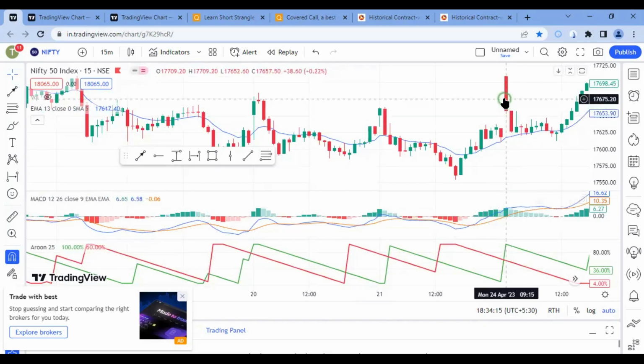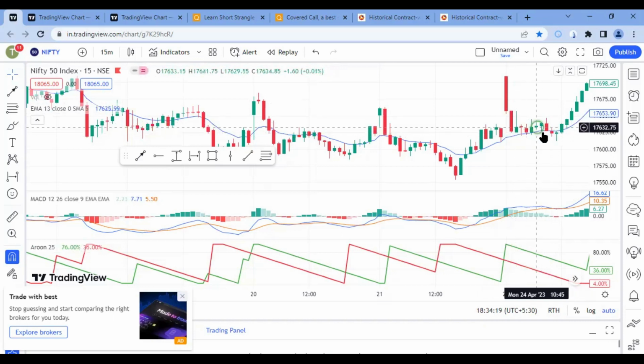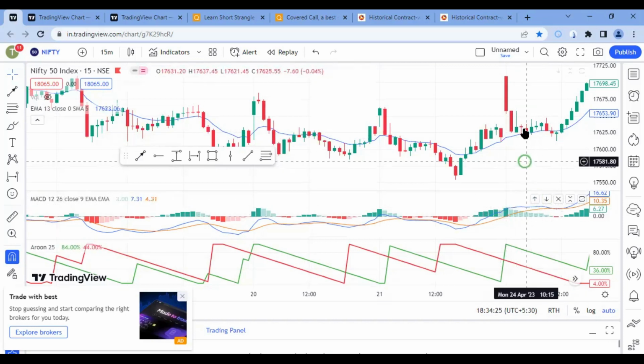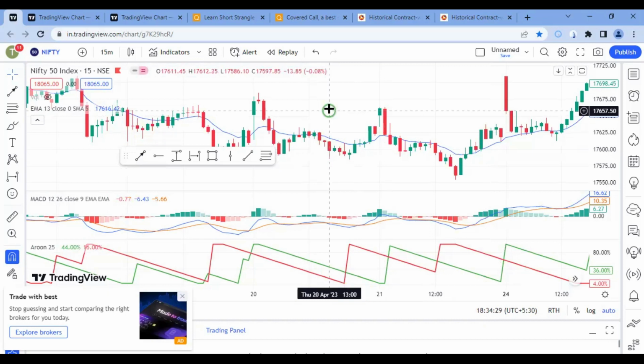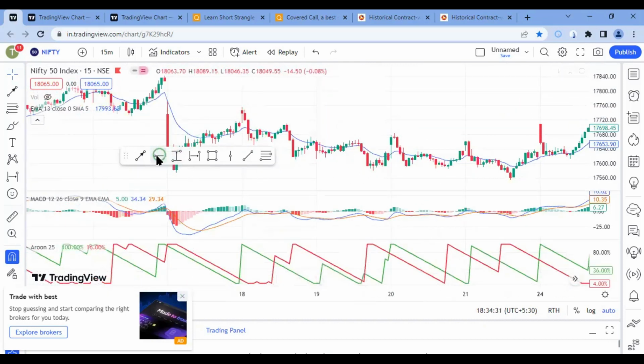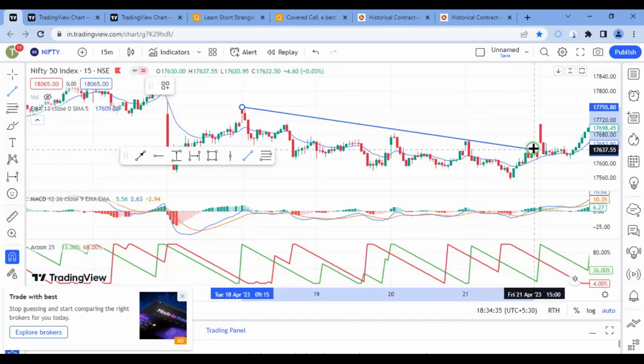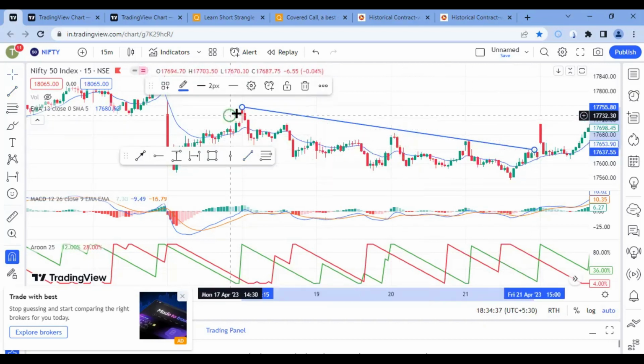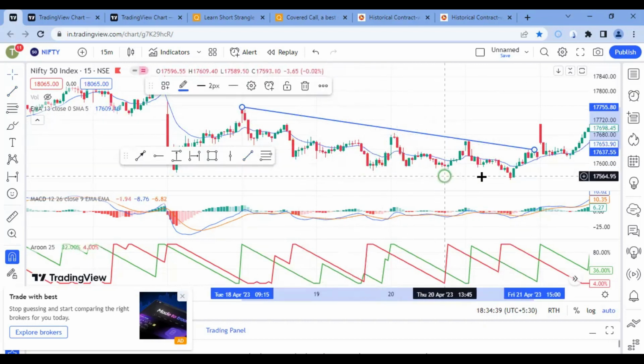So here you can see the gap up happened and price convincingly stayed above 13 EMA. It did not break that 13 EMA convincingly. There is no complete bearish candle here, and MACD by this time has already come above zero. So this is the signal that the trend has changed. Even you can plot the trend line. Until this trend line was there, it was not broken. The price was making lower high, lower low, right?